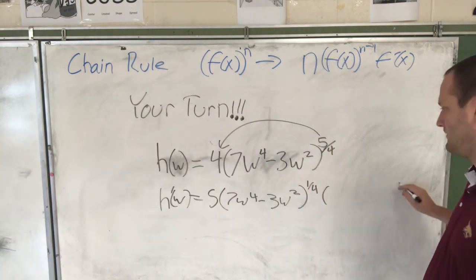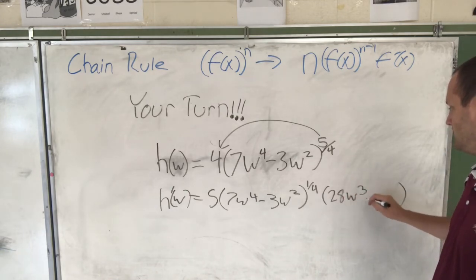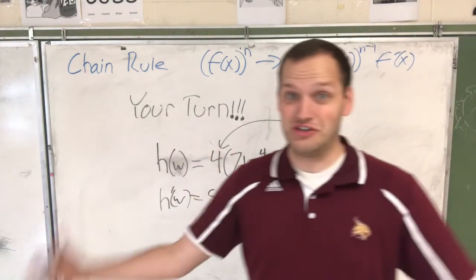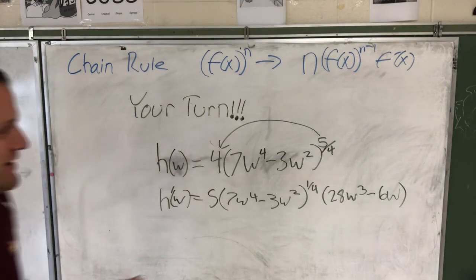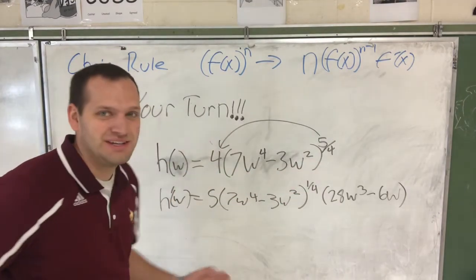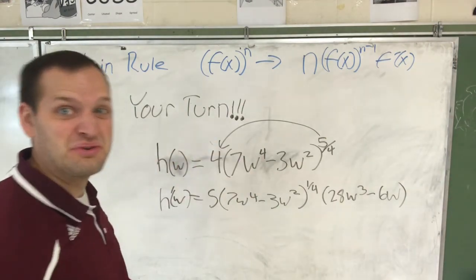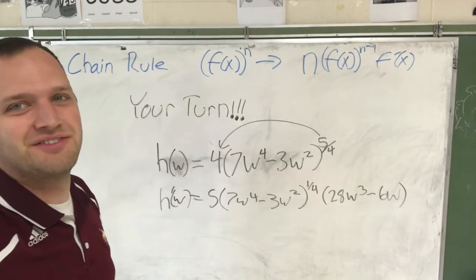Times the derivative of the inside. That's going to give me 28w to the 3rd power minus 6w. And you're done. That is it. You have just done the chain rule. You didn't have to worry about the crazy exponent and trying to figure out how do you multiply it by itself 5 times and take the 4th root. It just sounds horrible. Okay? Anyway, that is the chain rule. Good luck.